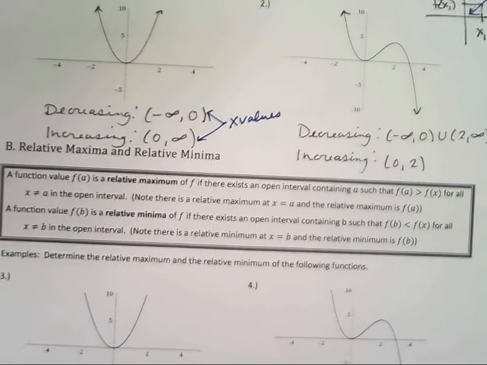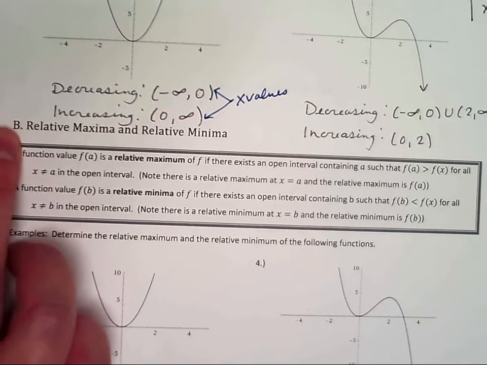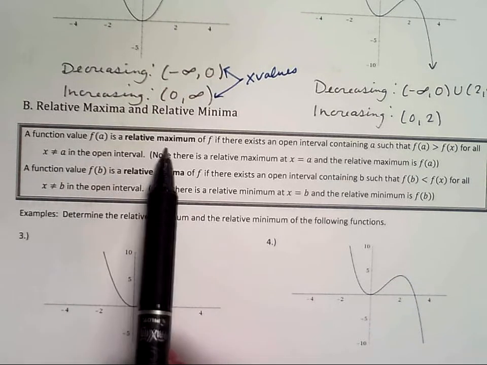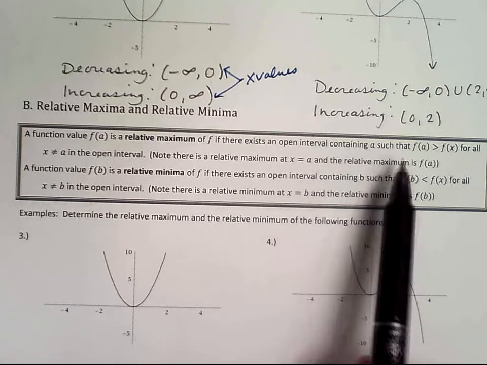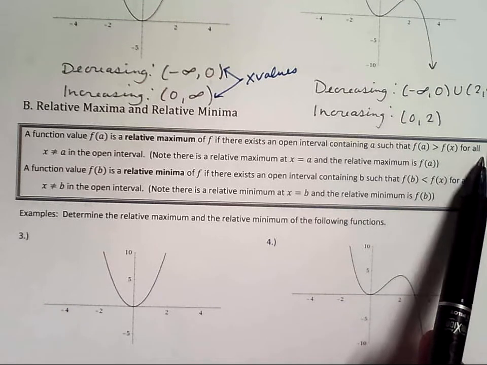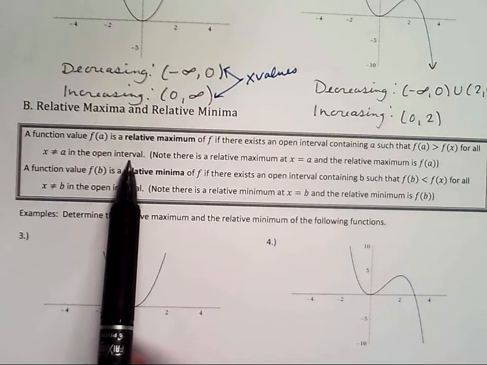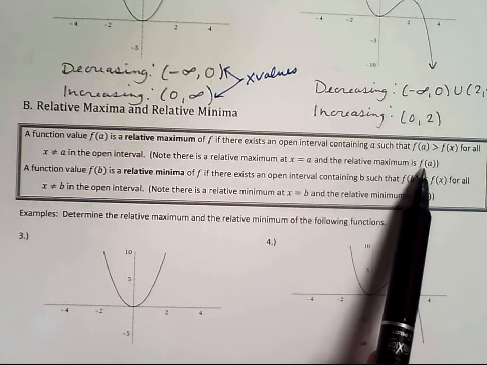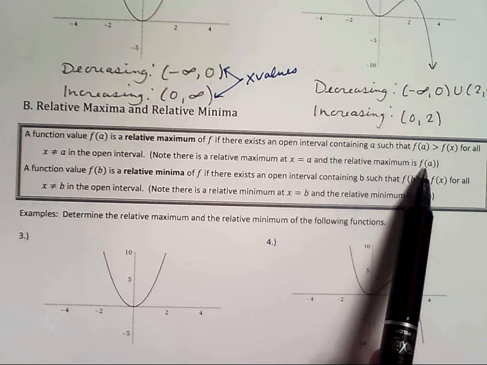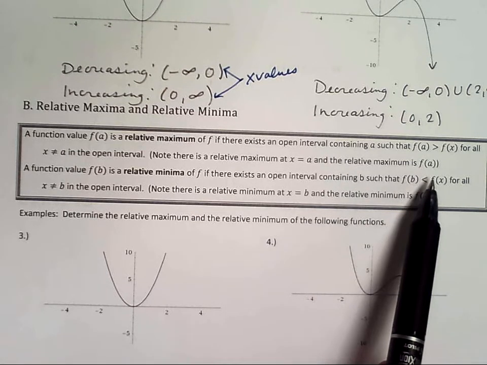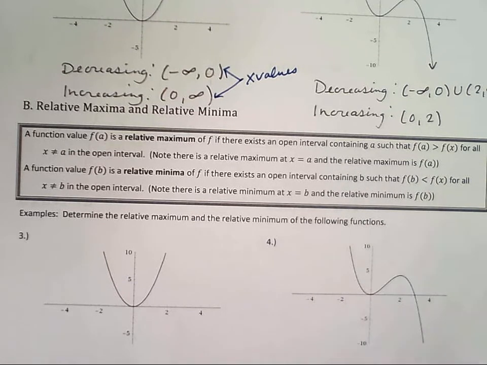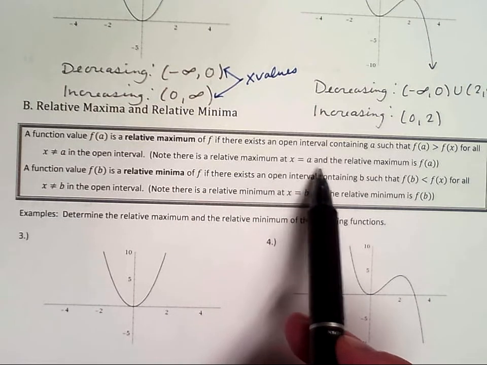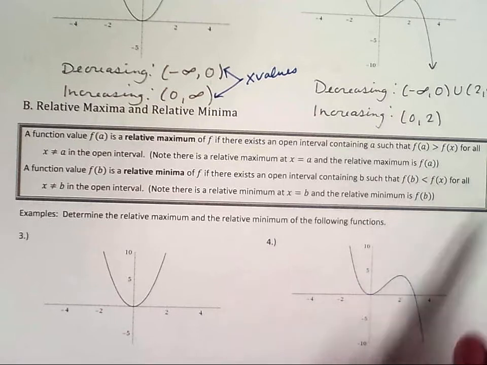Okay, so for the second part, we'll talk about relative minimum and relative maxima. A function f of a is a relative maxima if there exists an open interval containing a such that f of a is greater than f of x for all x not equal to a on the open interval. Note that there is a relative maximum at x equals a, and the relative maximum is f of a.